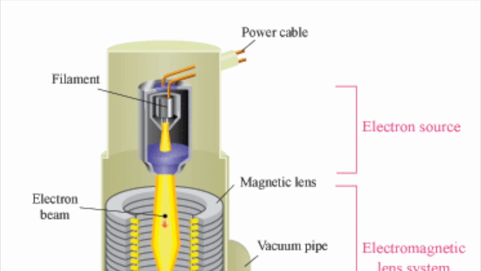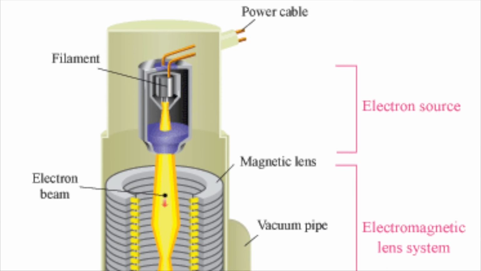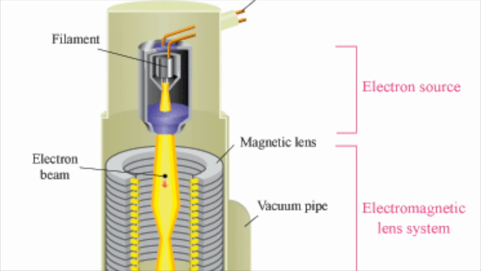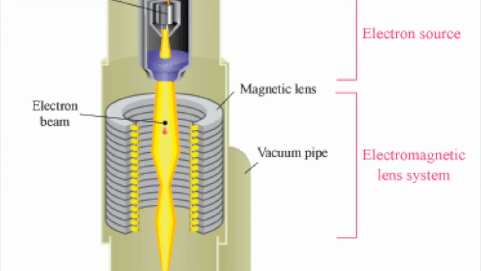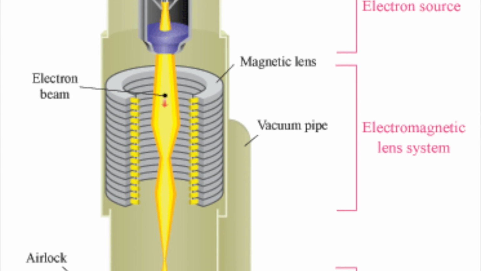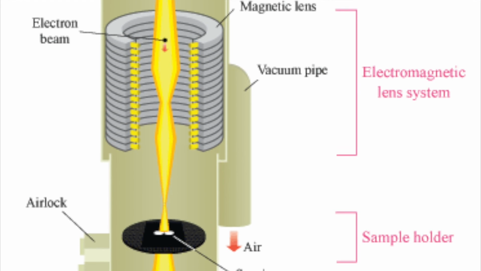Since electrons are very small and easily deflected by gas molecules, it is necessary to use the electron beam in a vacuum. Instead of glass lenses focusing light in a light transmission microscope, the TEM uses electromagnetic lenses to focus the electrons into a very thin beam.